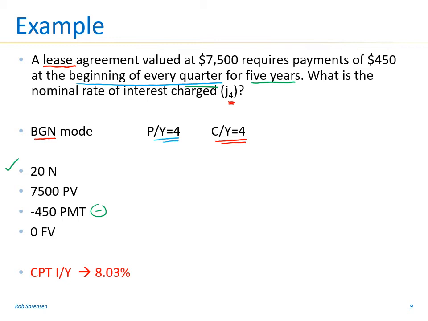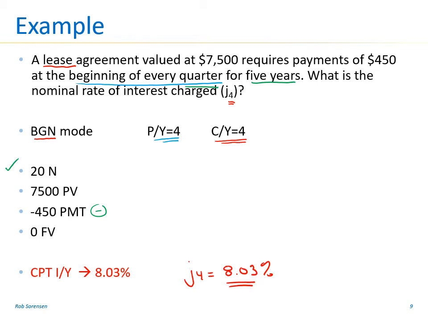If I then compute the interest rate, I end up with 8.03%, or in other words, J4 is equal to 8.03%. Remember, the I/Y is always the nominal rate, so 8.03%. That's it. It's just that easy. There is no formula for this, but our calculators are great at doing this. So we can just plug in our numbers and get the answer straight up.